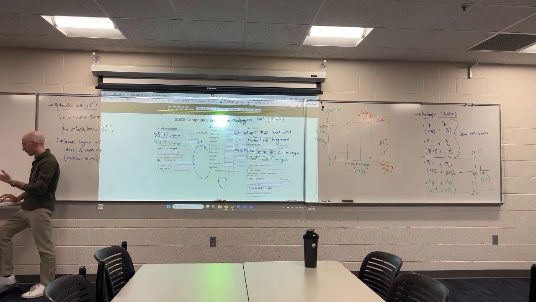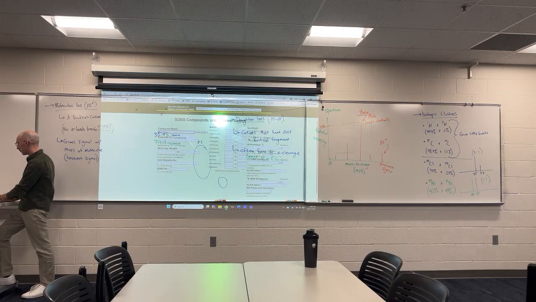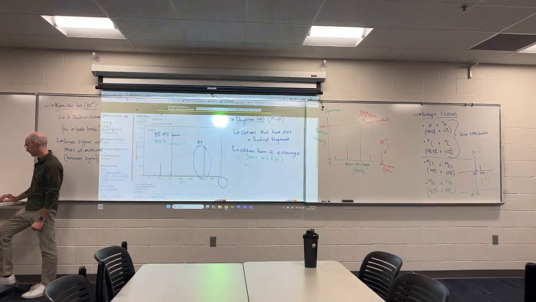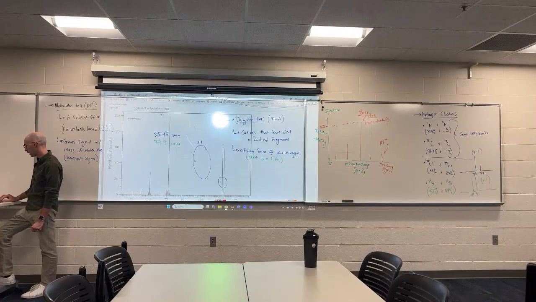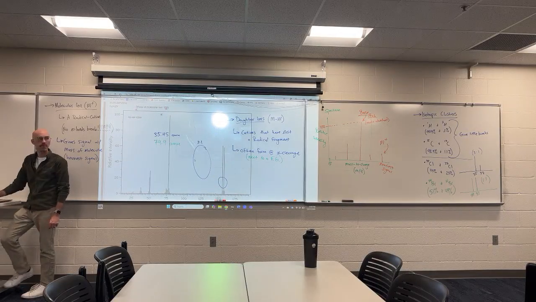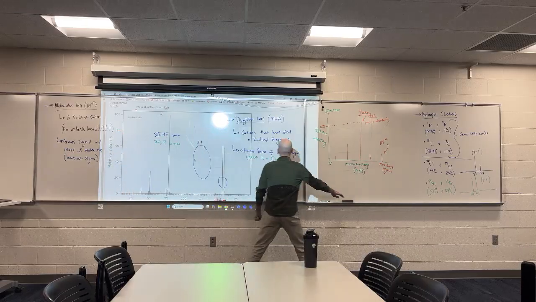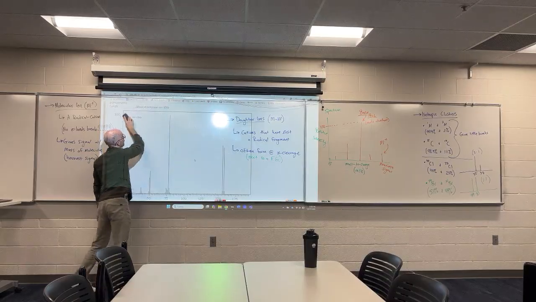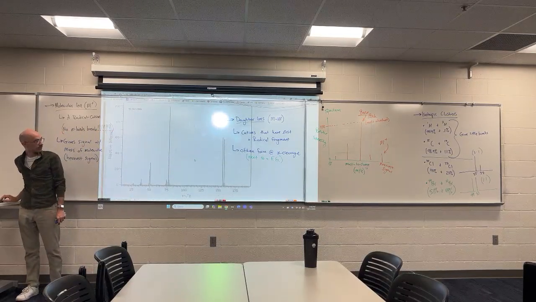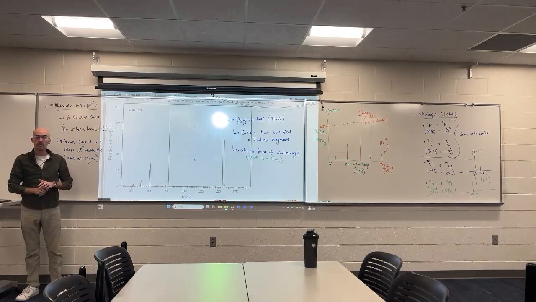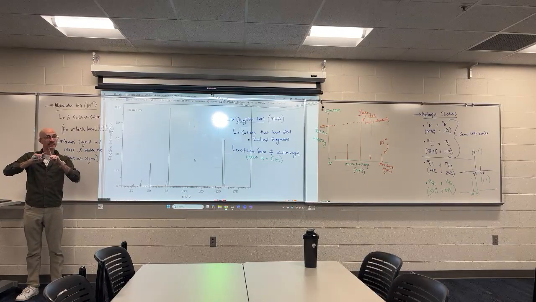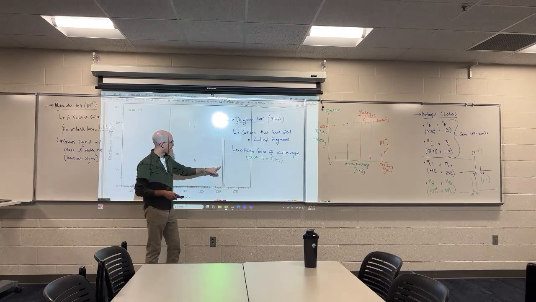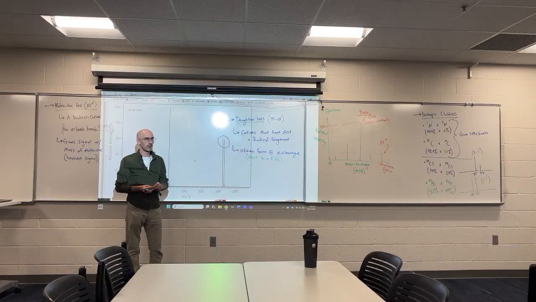Let's look at the same type of compound. No, let's do something different. Let's look at bromobenzene. Mass spec. Do you see any isotopic clusters? Any one-to-one isotopic clusters? Yeah, right here. That's a one-to-one isotopic cluster.